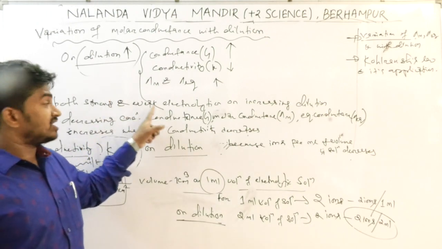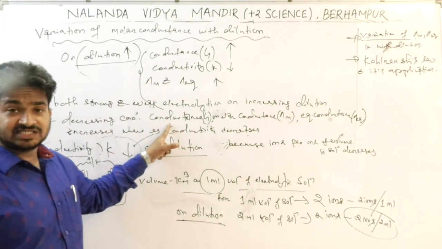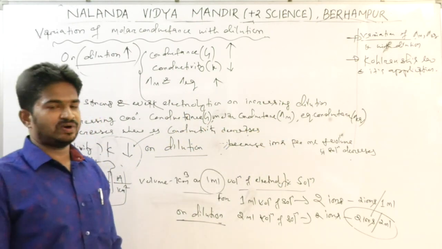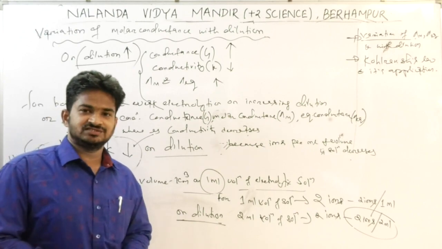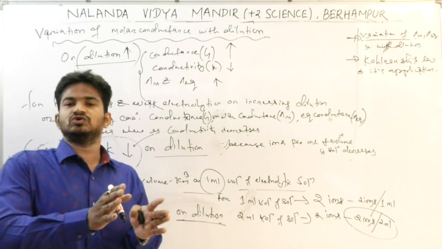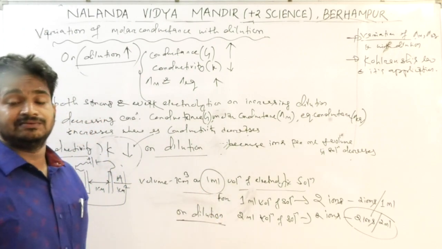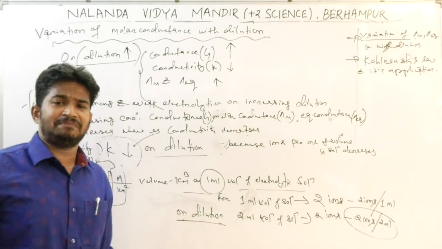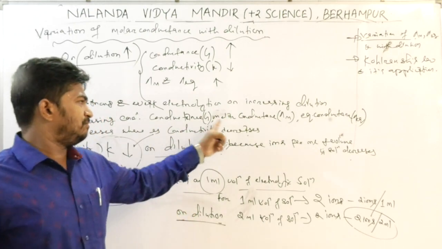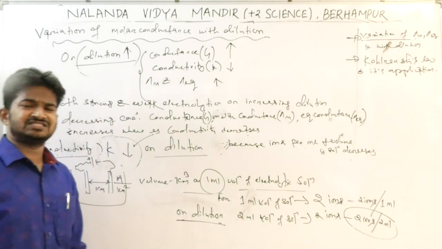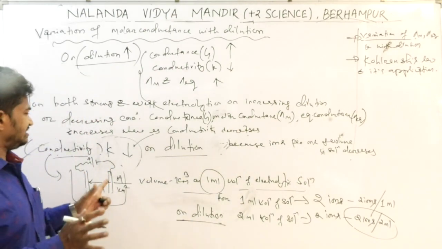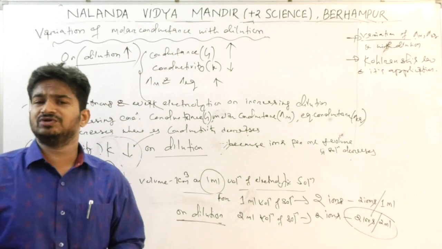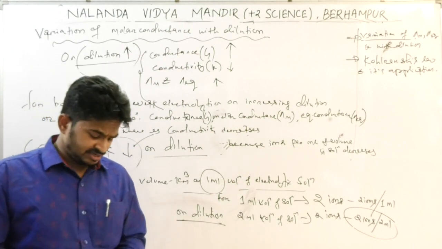But molar conductance, conductance, and equivalent conductance increase on dilution. Why? Because on dilution, the dissociation of the electrolyte becomes very fast, so definitely molar conductance, equivalent conductance, and conductance will increase. But the dilution effect is different for strong and weak electrolytes. Okay, let's see.